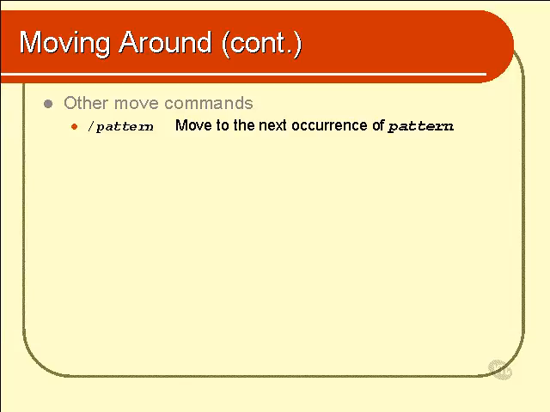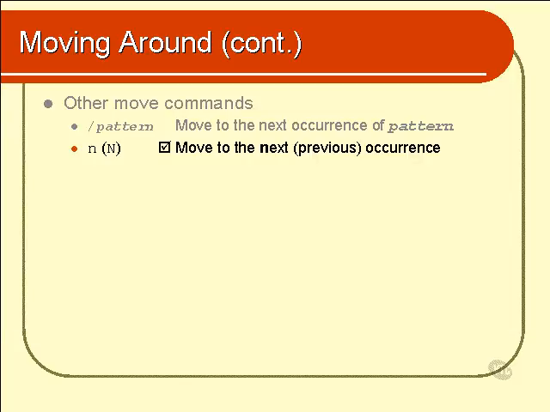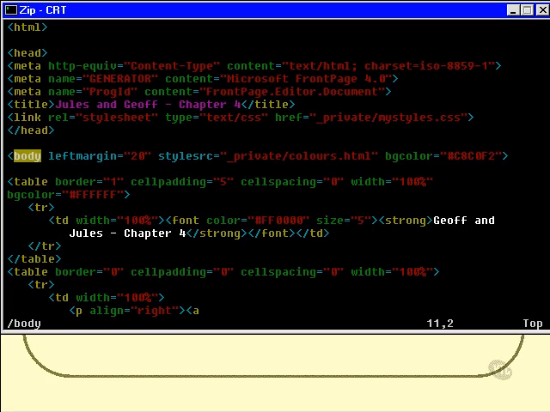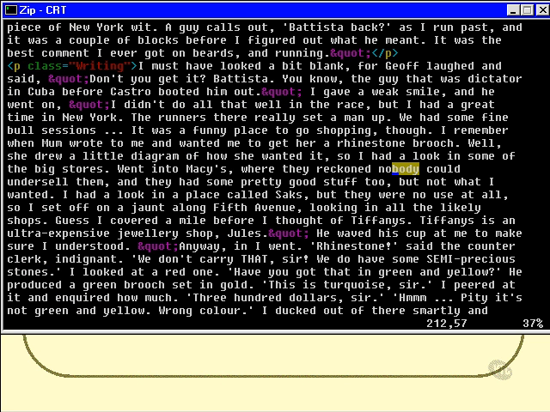Once you've specified that you want to search for a particular pattern, you can use N to move to the next occurrence, or capital N to move to the previous occurrence of that same pattern. So if I wanted to search for the next occurrence of the word body in my document, then I would simply type in N, and I'll do that now. N.